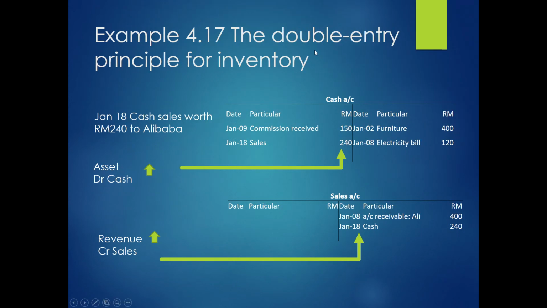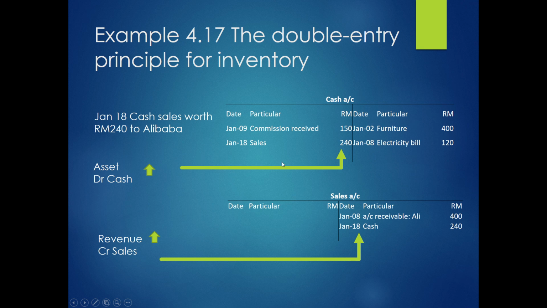Example 4.17, the double entry principle for inventory, and again, January 18, cash sale worth 240 to Alibaba. There are two effects here for this transaction. One is asset increase. When there is a sale made by cash, the amount of cash increase. So asset increase debit. And another effect is when there is a sale, the amount of revenue also increase. Revenue increase, credit sale. There are two accounts for this transaction, cash account and sales account.